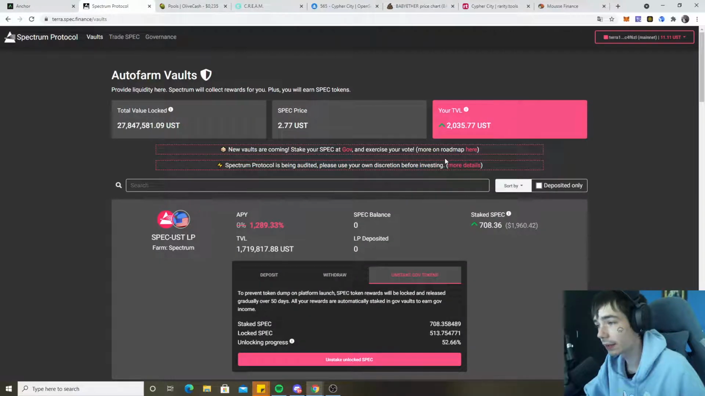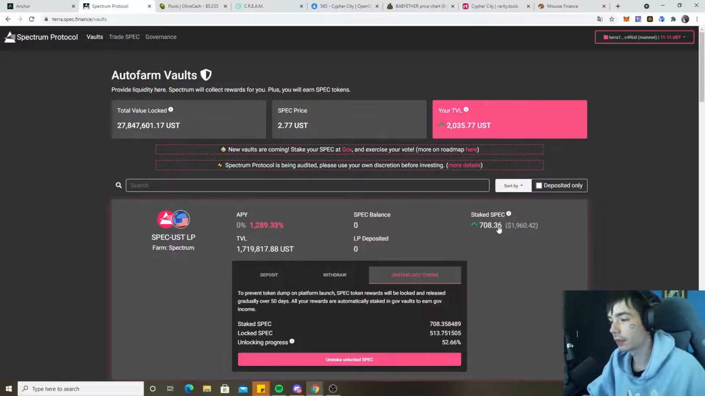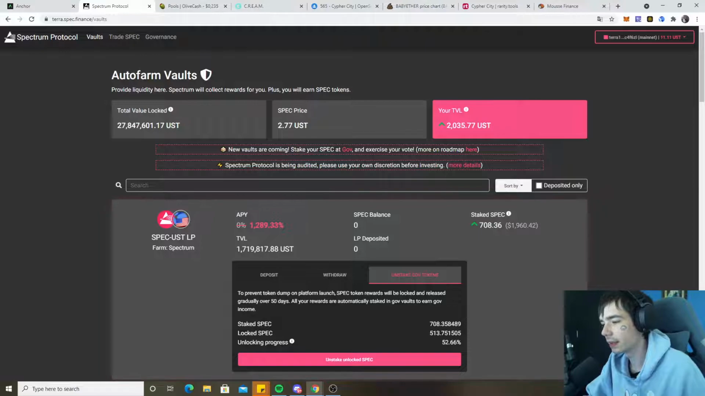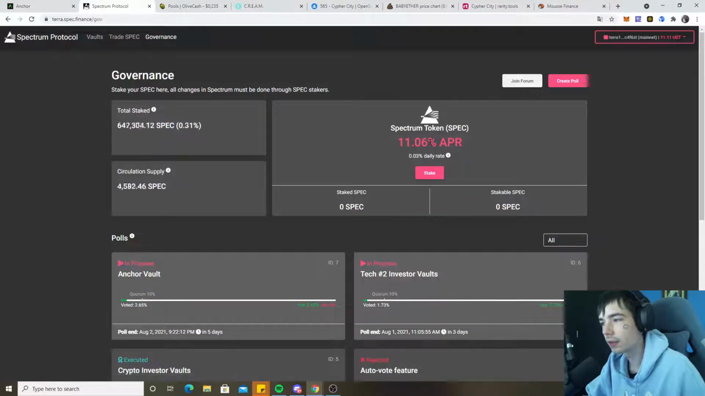But looking at Spectrum right here, we still have everything staked, 708 tokens are basically still locked in here. We've got about 200 tokens now that we could unstake at this moment and sell. That would be around $500 worth of UST in the end. Looking over at the governance, we got 11% on the APR, which means 0.03% for the daily staking rate, which actually increases all the time.